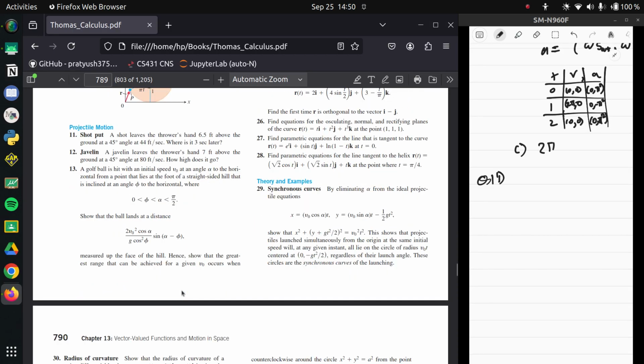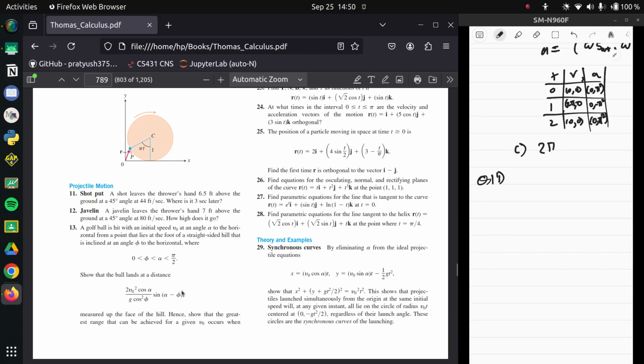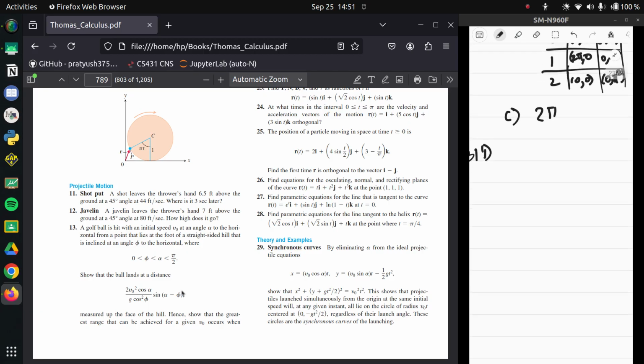That is 11. Projectile motion. A shot leaves the thrower's hand 6 feet above the ground at a 45 degree angle at 44 feet per second. What is its position 3 seconds later? So your u is given to you, the angle is given. It's just the usual stuff, not gonna be a big deal.